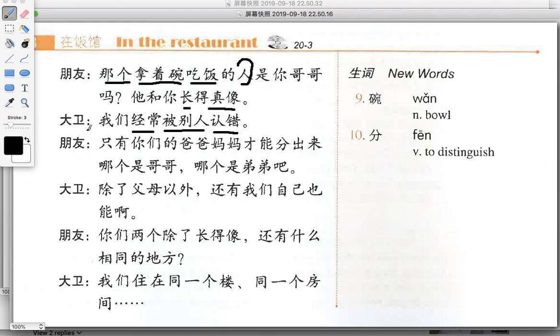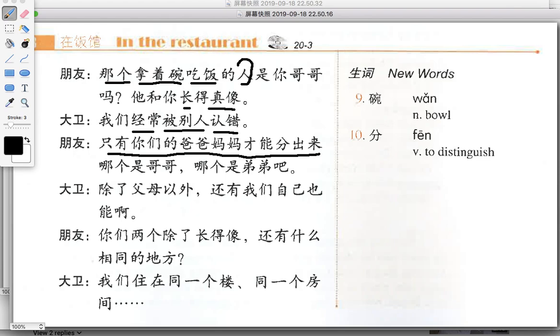So obviously he's saying yes, he is, and by the way, because we look alike, we are mistaken by others very often. So this again, Chinese conversation, very contextual. He didn't say yes, but he meant yes, right? Now, 朋友说，只有你们的爸爸妈妈才能分出来哪个是哥哥，哪个是弟弟吧。Oh, that is a long sentence.